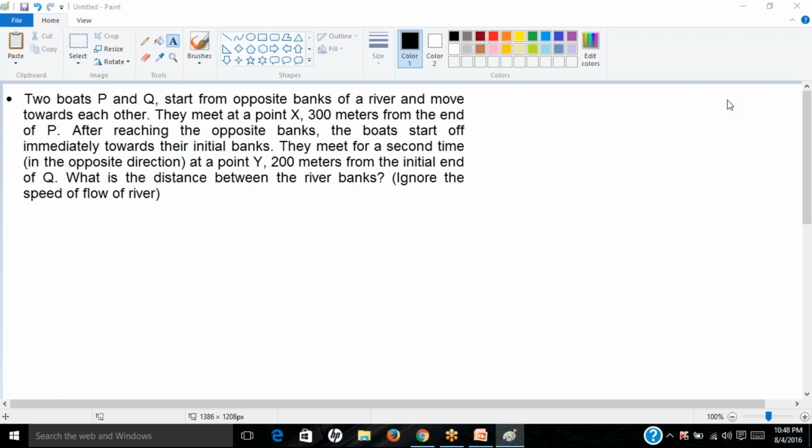Obviously, the two boats have different speeds, but yes, they maintain their speeds always. So if the speed of x is, let's say, some 200 meters per second, then it will remain 200 meters per second throughout.